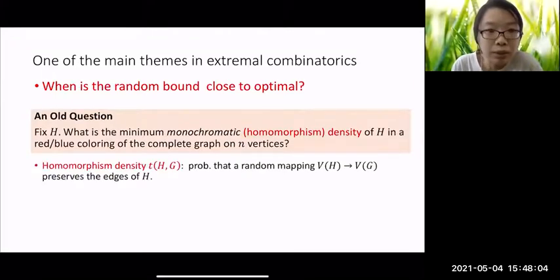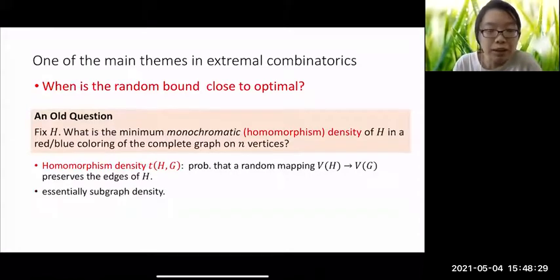Here, when we say homomorphism density, we will denote it by t(H, G). For now, we just assume G is one of the color classes in the two-edge coloring of Kn. The homomorphism density t(H, G) is defined as the probability that a random mapping of vertices of H into vertices of G preserves the edges of H. This is nothing fancier than the subgraph density. In fact, when n is large, these two quantities are asymptotically the same.